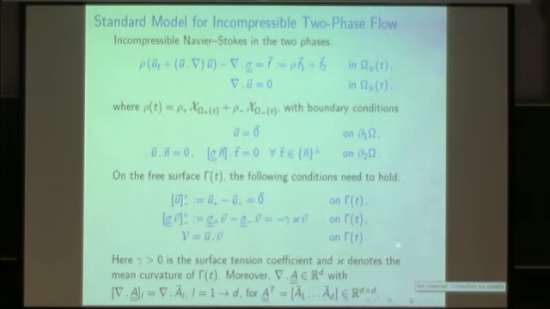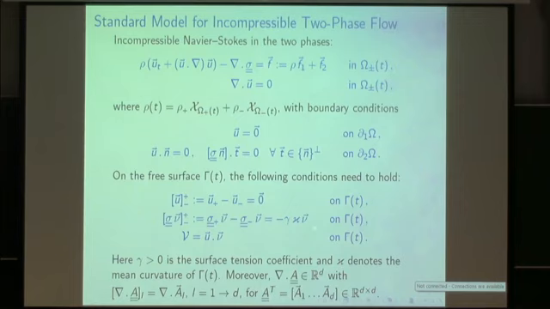Then you've got conservation of momentum, which means that the jump in normal stress is balanced by surface tension terms. Here γ is a constant surface tension coefficient. This κ is my notation for mean curvature, which in my talk is just the sum of the principal curvatures, and ν is the normal.